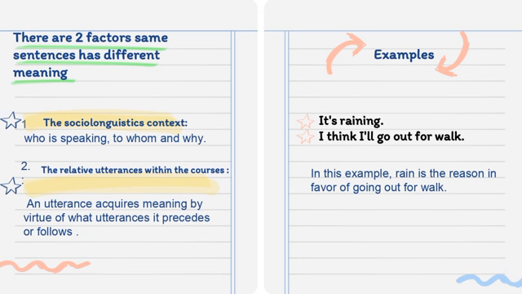For example, if we take the third dialogue above and turn the 2 utterances around, we get "It's raining. I think I'll go out for a walk." In this example, rain is the reason in favor of going out for a walk.